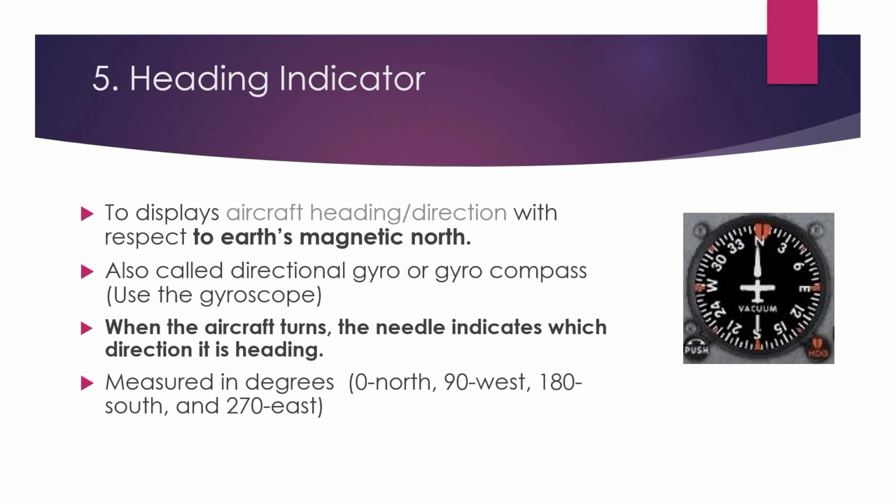See the heading indicator. It displays the aircraft heading or direction with respect to Earth's magnetic north, and it is also called the directional gyro or gyro compass. It uses a gyroscope. When the aircraft turns, the needle indicates which direction it is heading, measured in degrees: 0 is north, 90 is east.